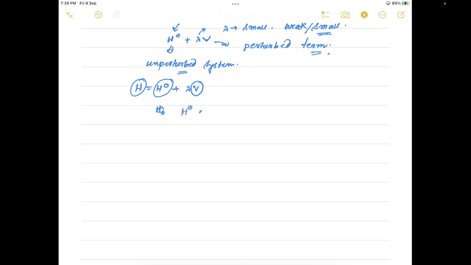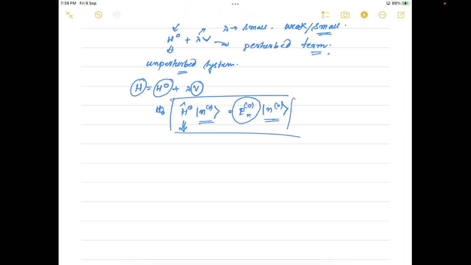H0 |n0> equal to En0 |n0>. So H0 is the Hamiltonian operator corresponding to the unperturbed system. |n0> is the nth eigenfunction of the unperturbed system, and En0 is the 0th order eigenvalue for the unperturbed system. We know this relationship exactly because we can solve the quantum mechanical problem of the unperturbed system H0 exactly.